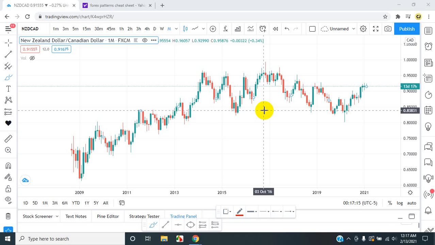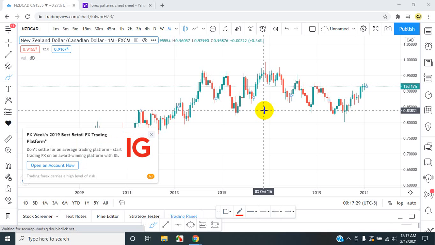Okay guys, the pair we're looking at today is NZD CAD. That will be the New Zealand dollar versus the Canadian dollar. Forex 101 guys, we will be identifying market structure and what's going on with the market. 2, we will be identifying the overall trend. 3, we'll be identifying where we will be placing our S&R lines. 4, we will be identifying patterns for entry.